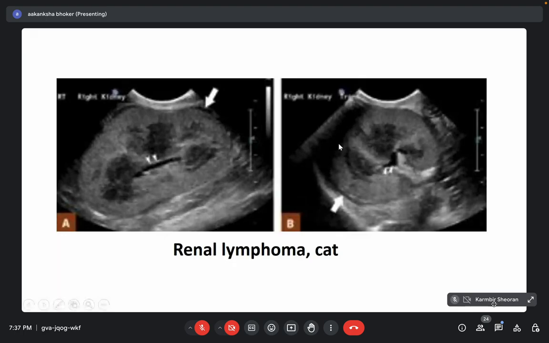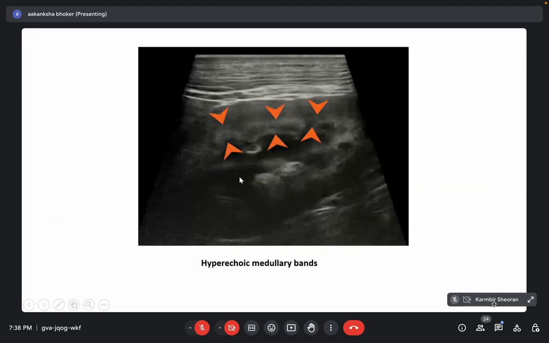So you can describe that the corticomedullary differentiation is reduced, the renal cortical echogenicity is increased, and also the medullary echogenicity is increased. The renal pelvis is dilated. There is accumulation of subcapsular anechoic fluid. This will be the pattern when you are preparing a report.